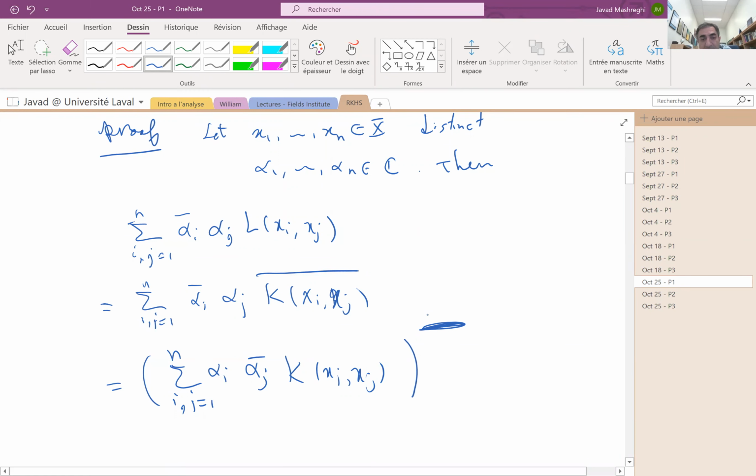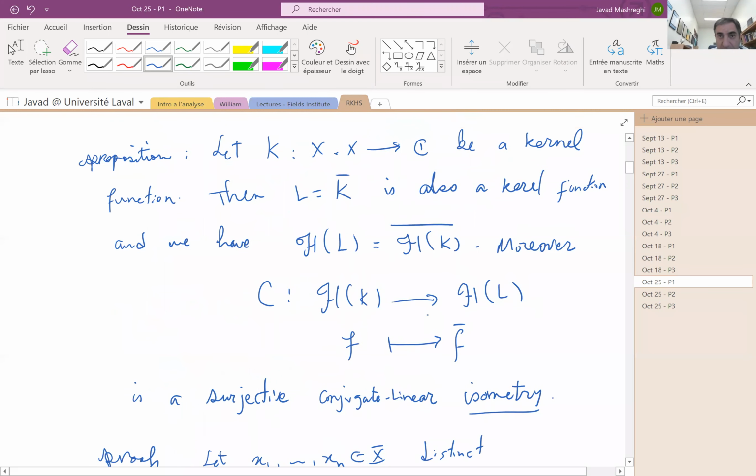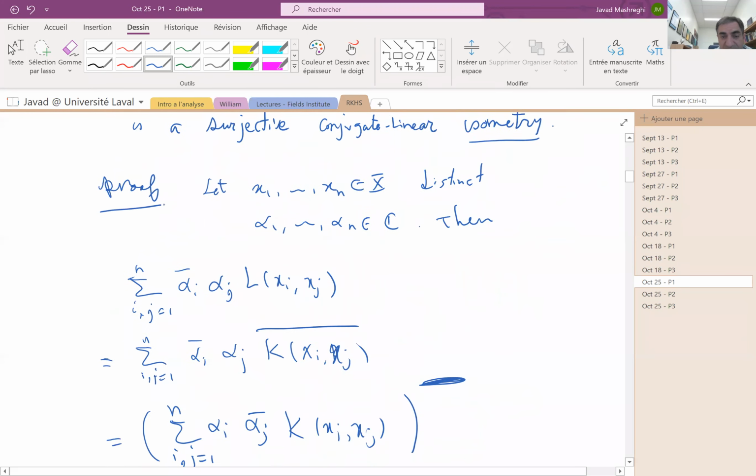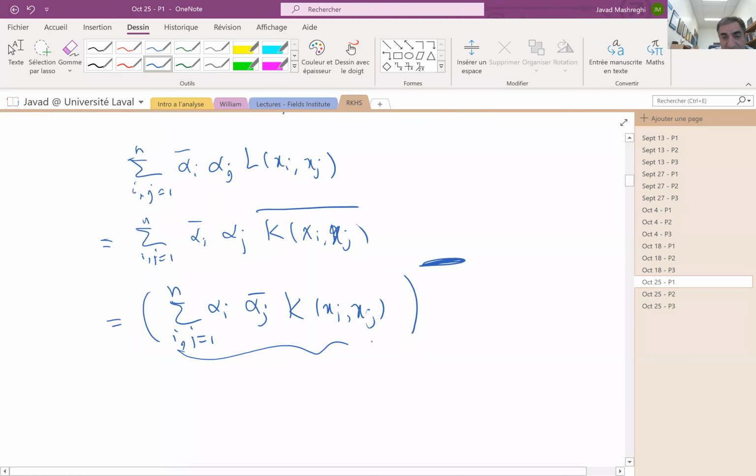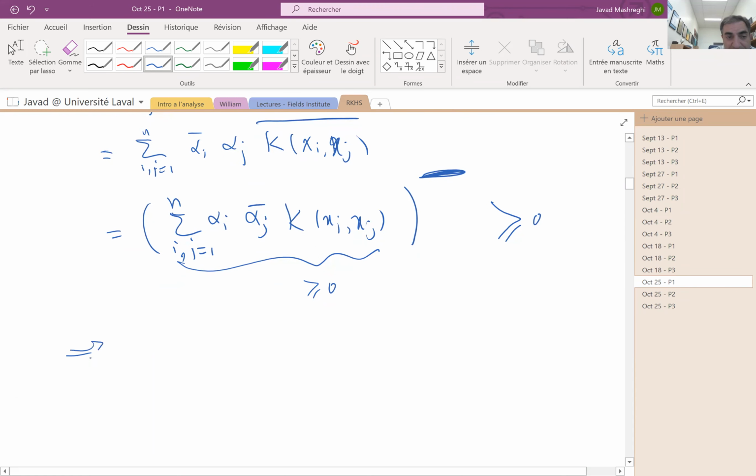And the whole combination inside the parentheses, by the assumption that k is a kernel function. By this assumption, inside is positive. So the whole thing here is positive. So this means that L is a kernel function. That's very easy.